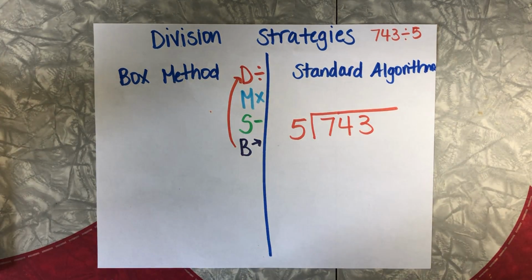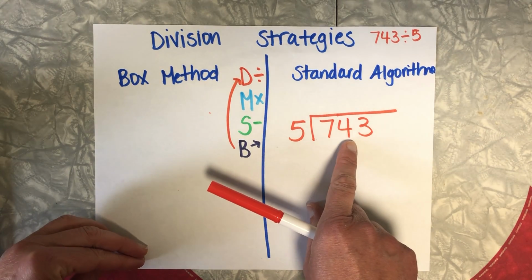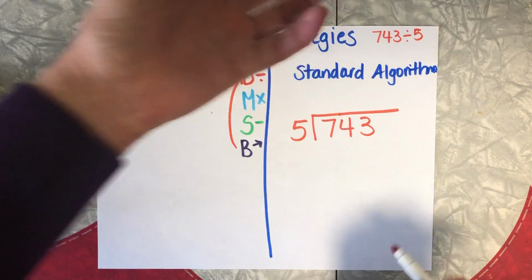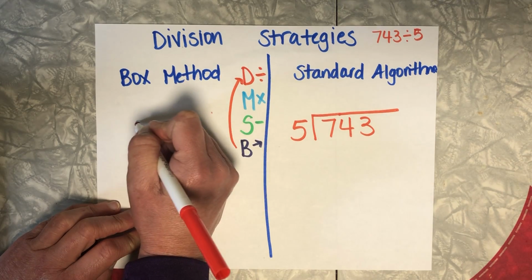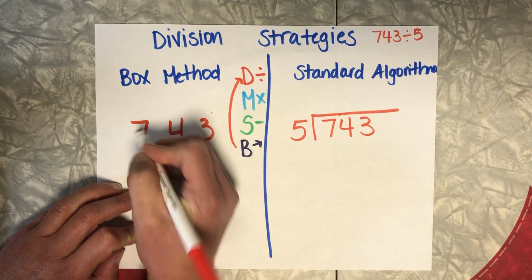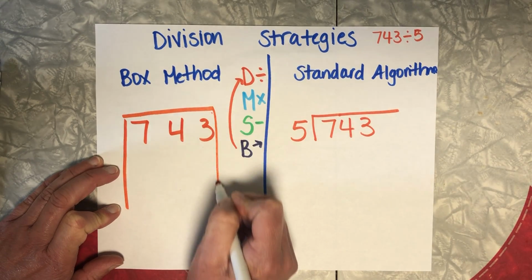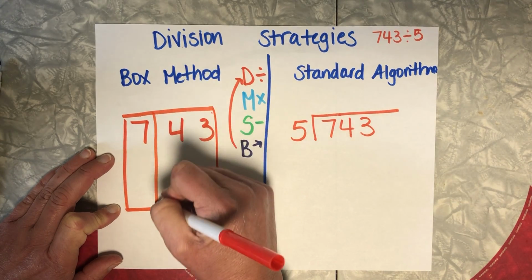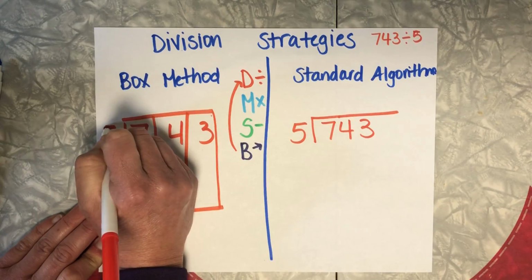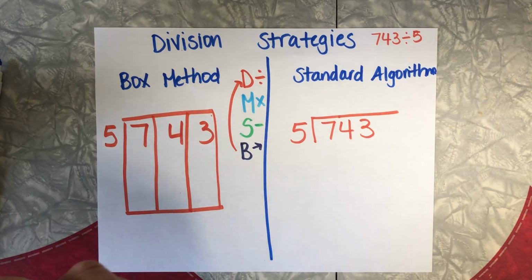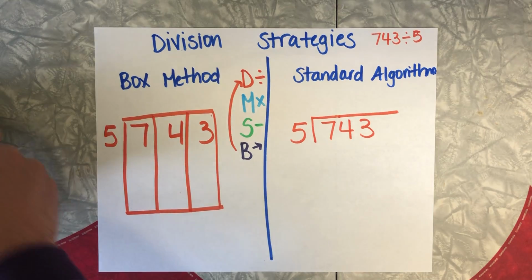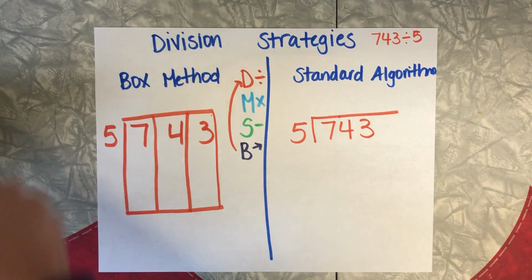So let's divide using the box method. So I'm going to take 743, which is my dividend. That's the large number I'm trying to share equally. And I'm going to write that number just like it would look in a place value chart. I have 7 hundreds, 4 tens, and 3 ones. And I want to see how much I will get in each group if I divide it equally into 5 groups or 5 fair shares.